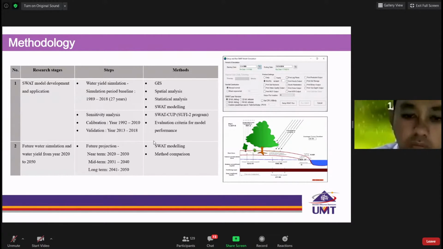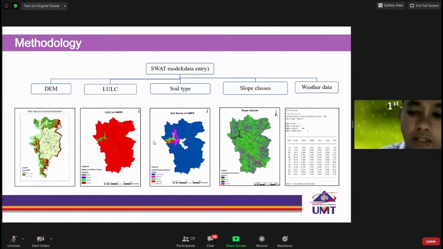Now, in the SWAT model, we need to have a few data sets. In this research, first of all, we need to have a digital elevation model. We need to have land use and land cover type. We need to have soil type, the slope classes, as well as the weather data. In terms of weather data, we need rainfall, solar radiation, humidity, temperature, and dew point.